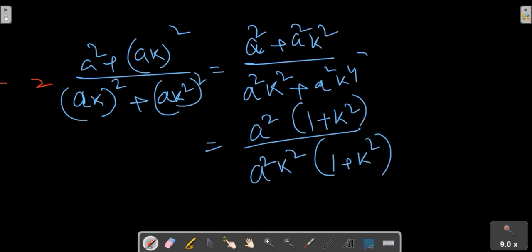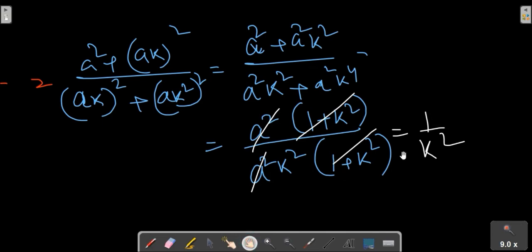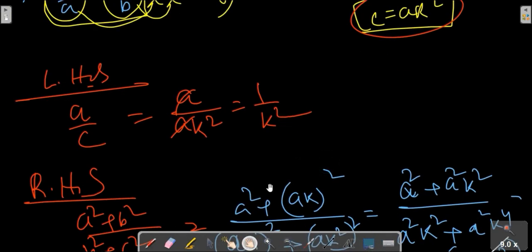So students, easily all of you can see that a square can be cancelled out, and this 1 plus k square also can be cancelled out. So what we are left with is 1 by k square. So what we have got is the same thing as in the LHS as well.